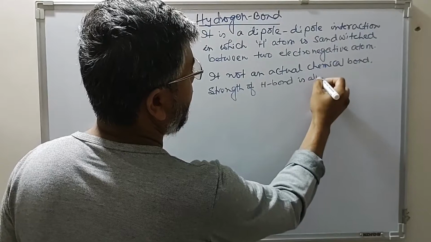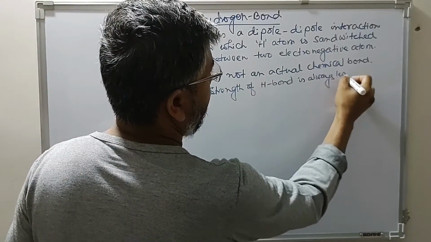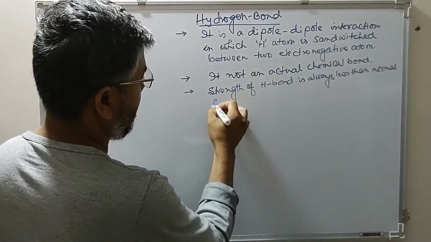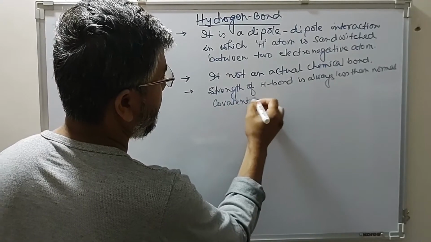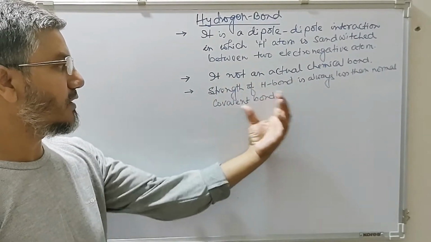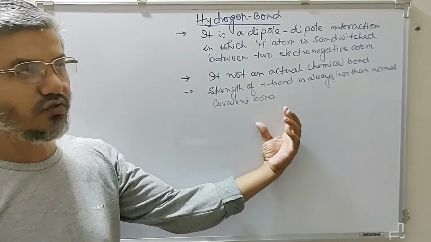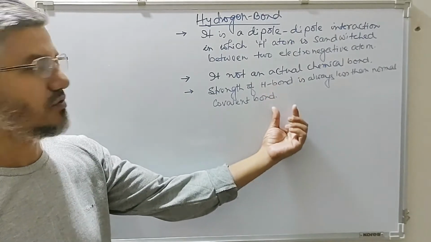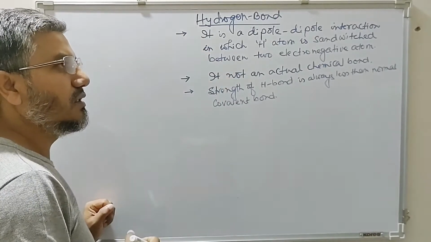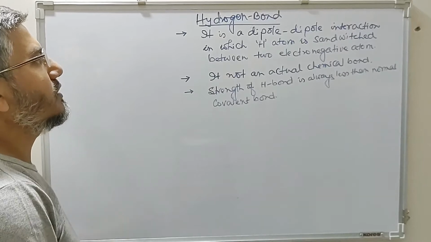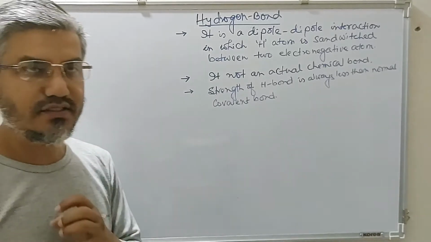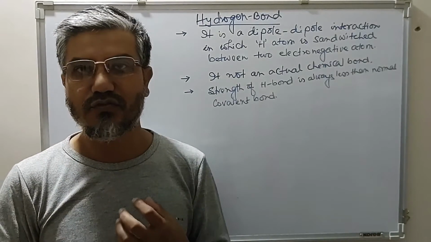is always less than normal covalent bond. So when we compare the strength of hydrogen bond and a normal covalent bond involving hydrogen, covalent bond strength is always much stronger than the hydrogen bond. Now, hydrogen bond formation requires certain conditions, and if these conditions are not satisfied, then there is no possibility of hydrogen bond.